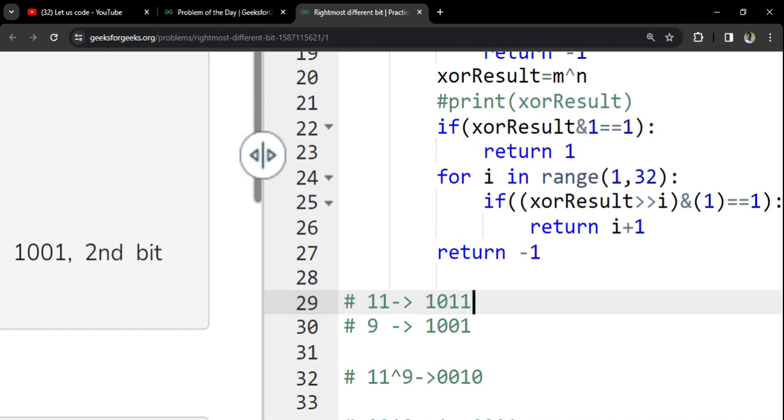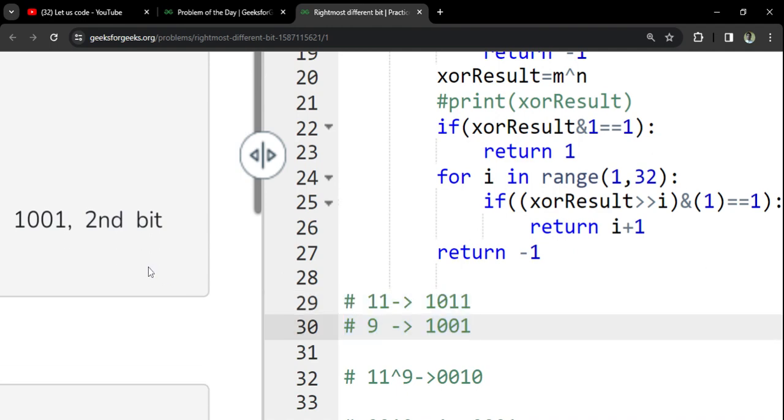So this is the binary representation of 11, and this is the binary representation of 9. To interpret it, this is the 2 power 0 place, this is the 2 power 1 place, and this is the 2 power 3 place. So this refers to 8, this refers to 2, and this refers to 2 power 0, which is 1. So 8 plus 2 plus 1 is 11. Similarly, this refers to 8 and this refers to 1, so 8 plus 1 is 9. So these are the decimals and their binary representations.